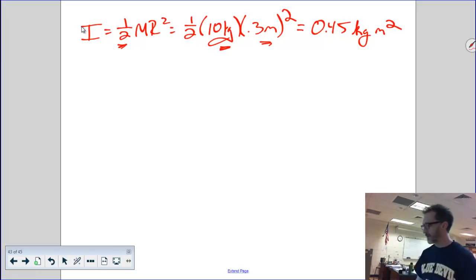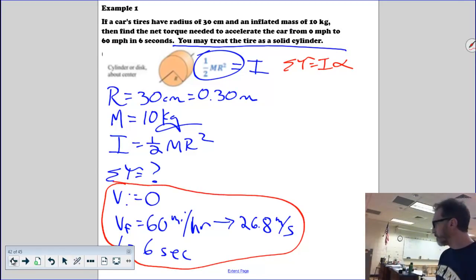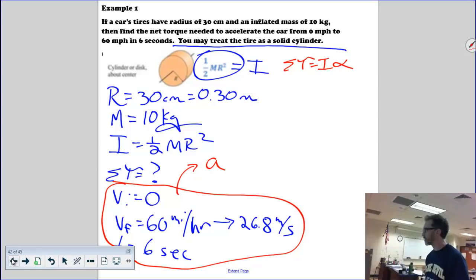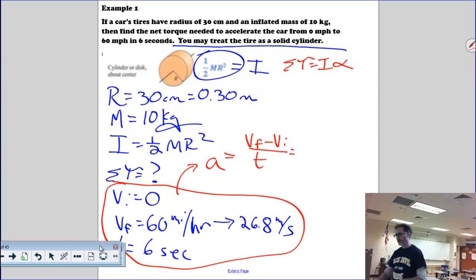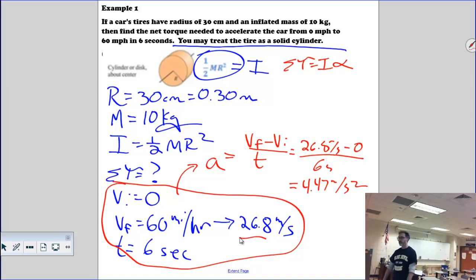Now, we also have to find our alpha. If you go back to the given information, most of it here is linear, not angular. So it probably makes more sense to use this information to find regular acceleration and then use a jumper equation. Acceleration is Vf minus Vi over t. Our Vf is 26.8 meters per second, our Vi is 0, the time is 6 seconds. Figure this out, and you get 4.47 meters per second squared. So there's my linear acceleration.